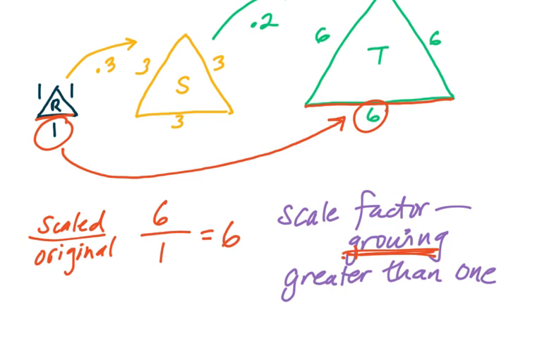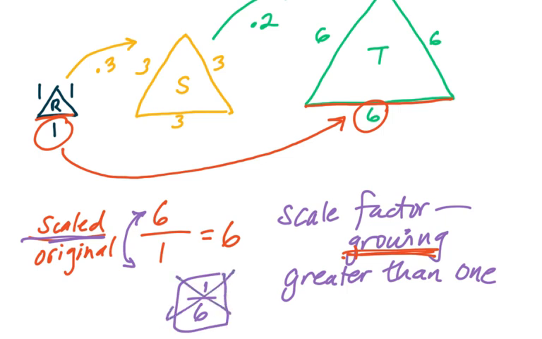If you picked the common wrong answer of 1/6, then I think that you set up your numbers in the wrong order. So it looks like you might have reversed the values in the numerator and the denominator. So instead of putting scaled over original, you pulled the original number, which is 1, and you put that over the scaled value, which is 6, and that gave you a scale factor of 1/6.